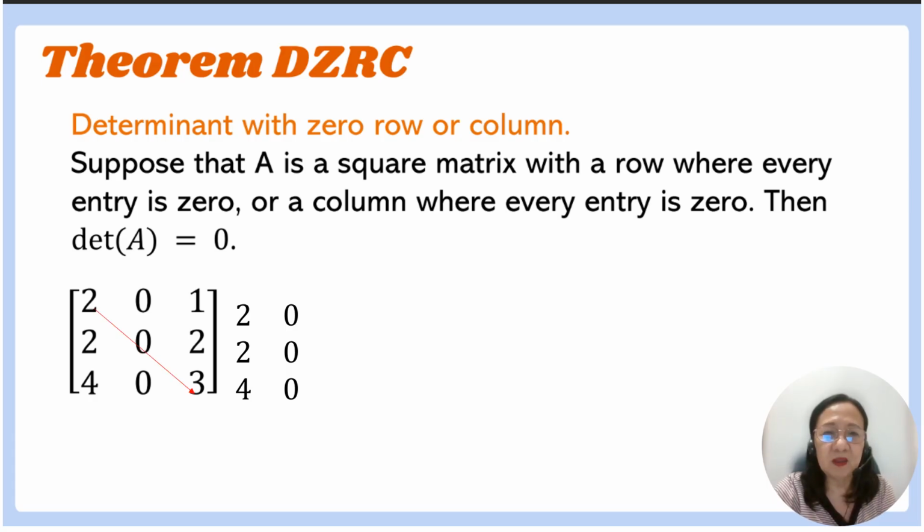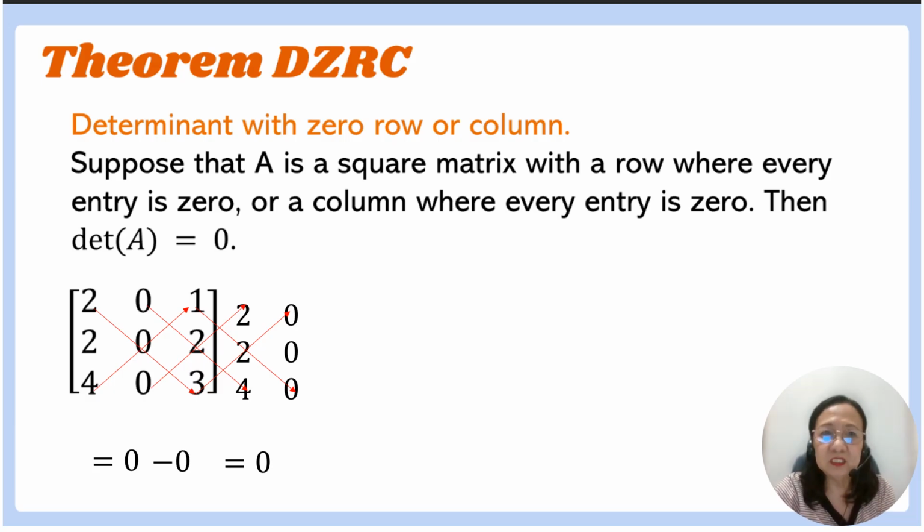So we have to subtract and multiply 2 times 0 times 3, that is 0. Then next is 0 times 2 times 4 is of course 0 also. And 1 times 2 times 0 is 0. And then we have 4 times 0 times 1 is 0. Then 0 times 2 times 2 is also 0. And 3 times 2 times 0 is also 0. So therefore, 0 minus 0 is 0.